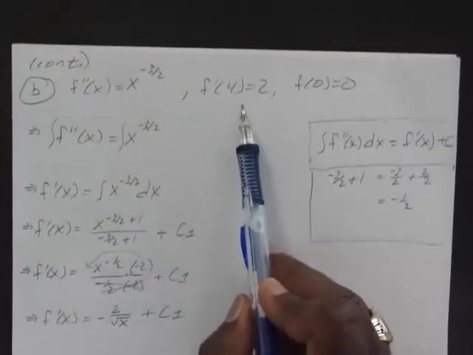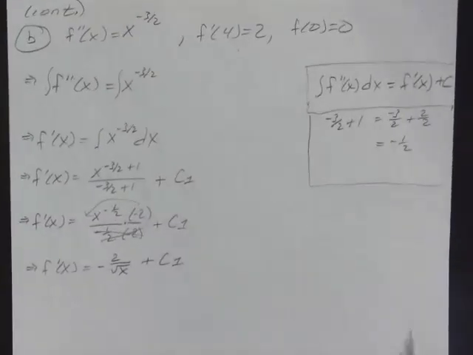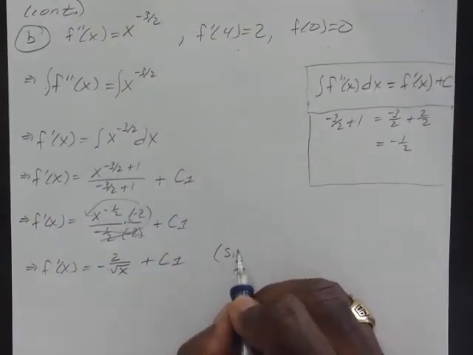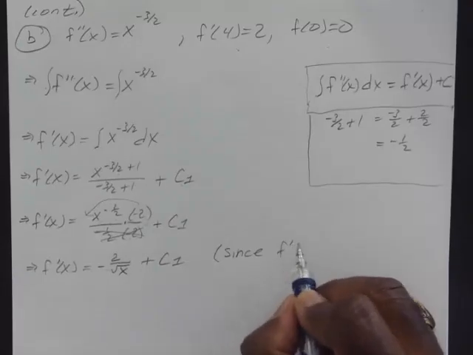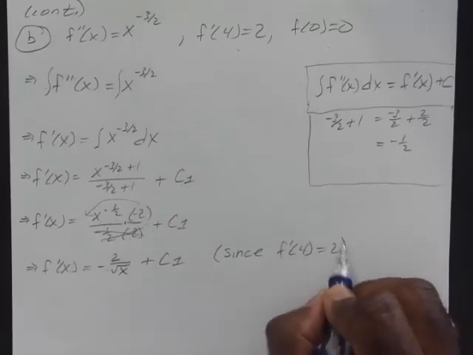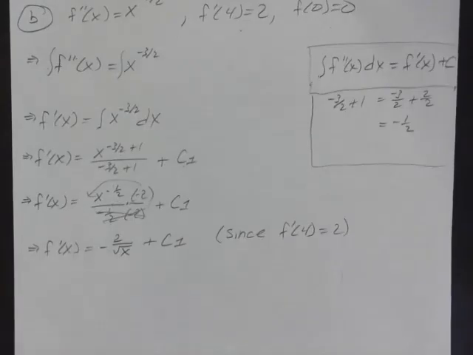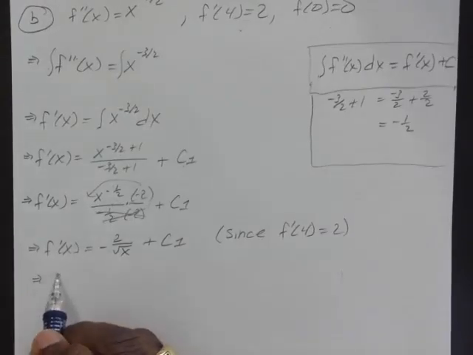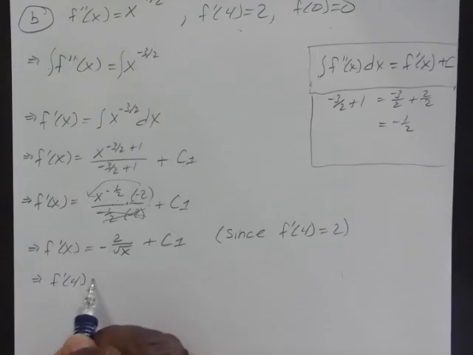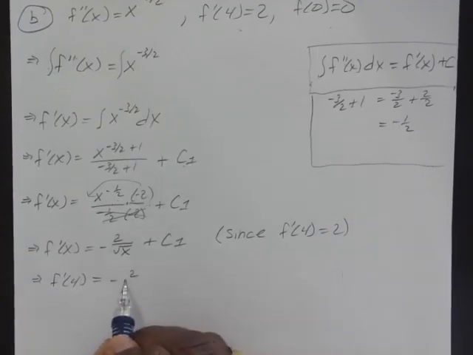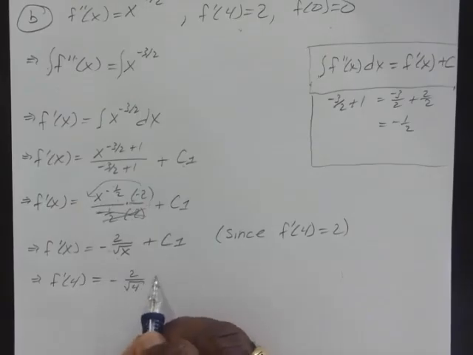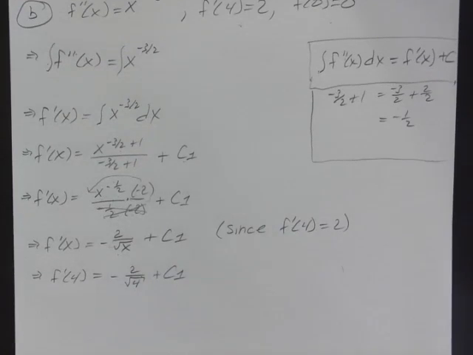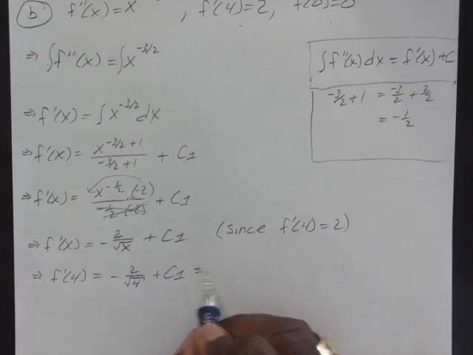Okay, now if we look at our first initial condition, we know that since f prime of 4 is equal to 2, it means f prime of 4 is equal to -2 divided by square root of 4 plus c number 1. And we know that that is equal to 2.